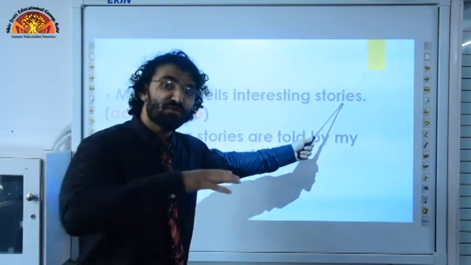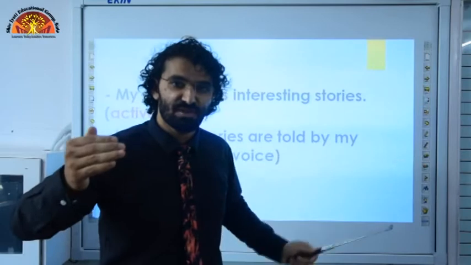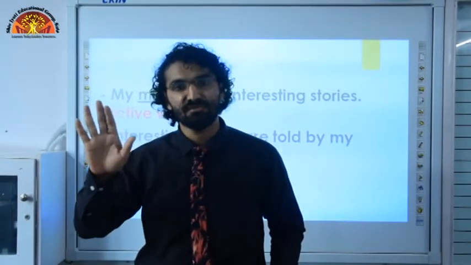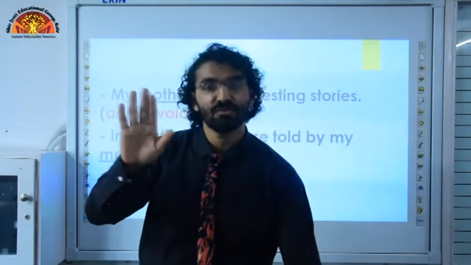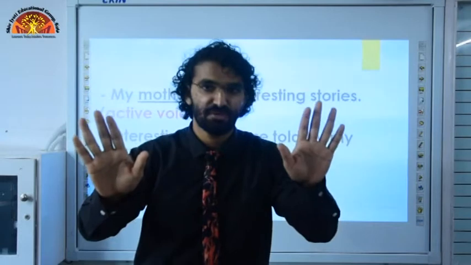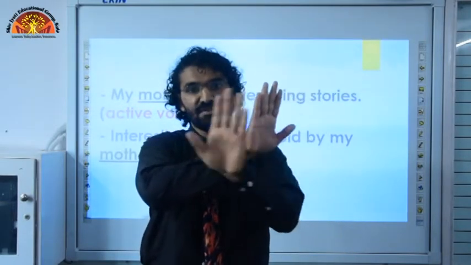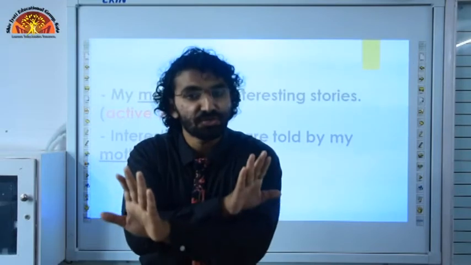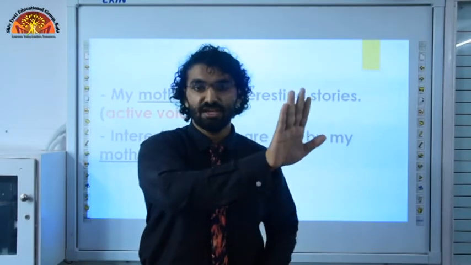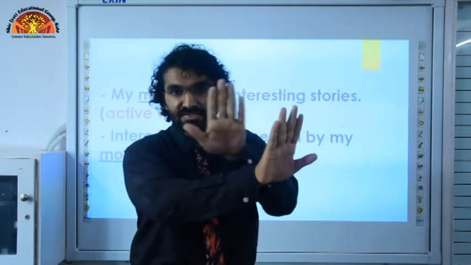This leads us to our rule number 1 for active and passive voice. When we want to change an active voice sentence into a passive voice sentence, there are certain rules that we need to follow. All right. Rule number 1: interchange the places of subject and the object. Put the subject in place of the object, and put the object in place of the subject. I'm going to repeat it for you. Please pay attention. Put the subject in place of the object, and put the object in place of the subject.